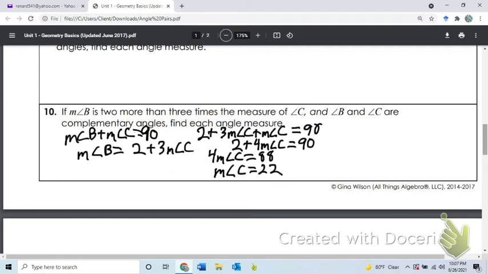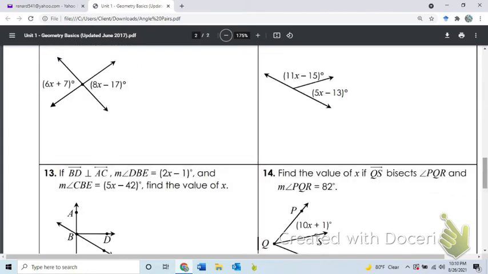Again, we know B and C are complementary, so we can go 90 minus 22 equals 68. Or we could take that 22 and plug it back in. 3 times 22 is 66. And 66 plus 2 is 68. On to page 2.